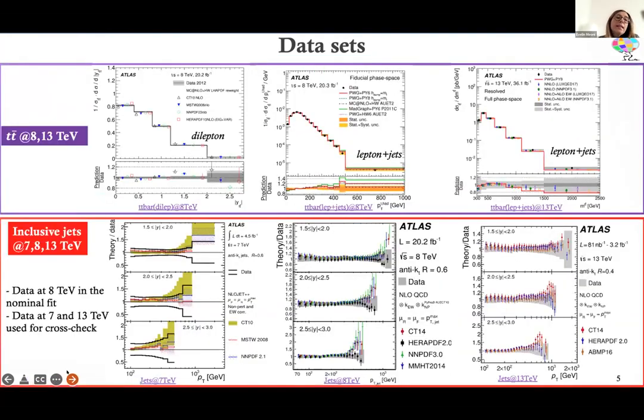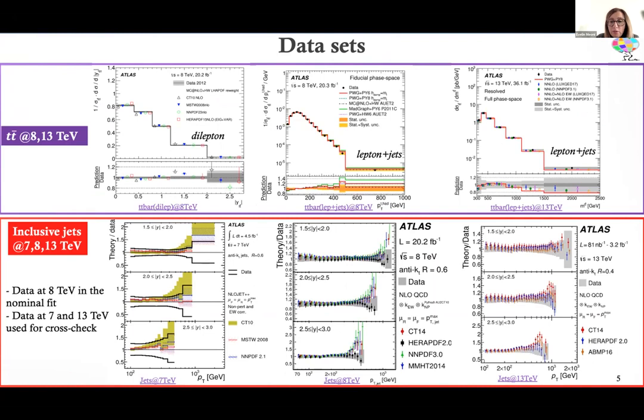For what concerns the t-tbar measurement, we used, as done in the past, the several distributions of the 8 TeV result in the dilepton and the lepton plus jet channel, and we used for the first time the 13 TeV result of the lepton plus jet channel. Of course, we couldn't ignore our inclusive jet measurement.